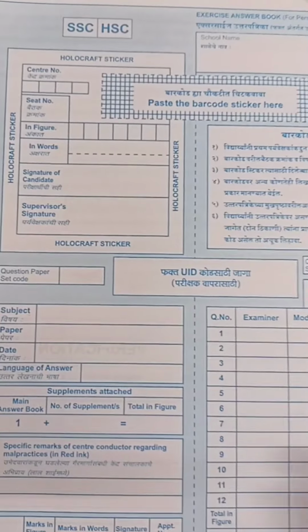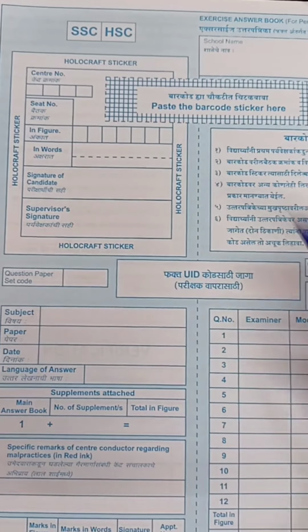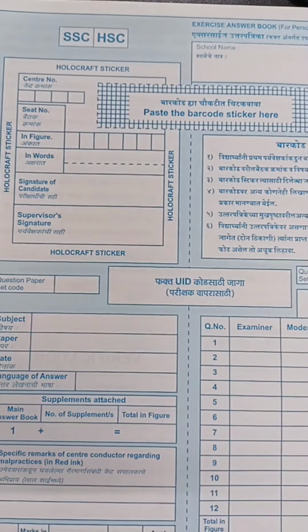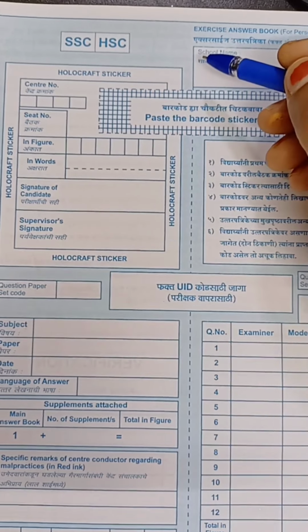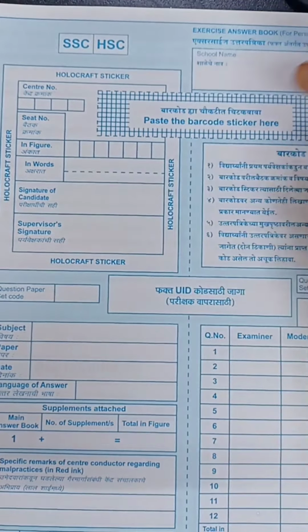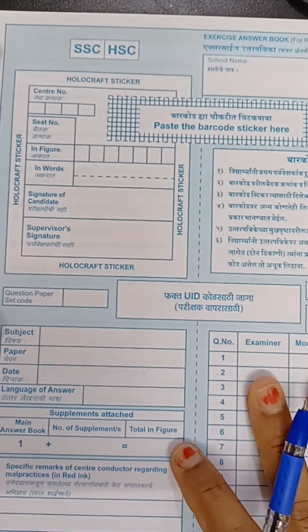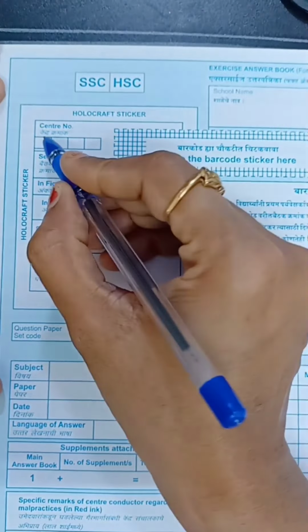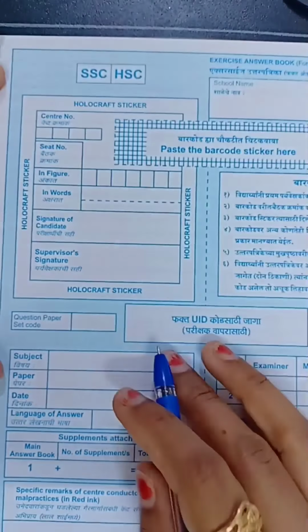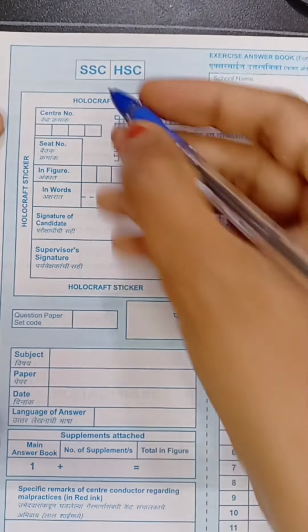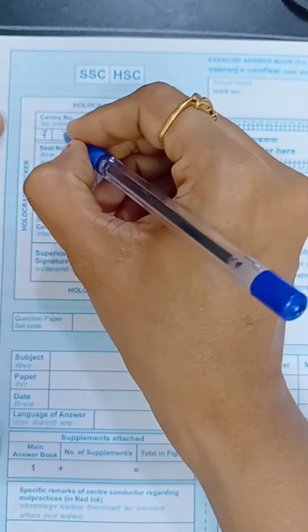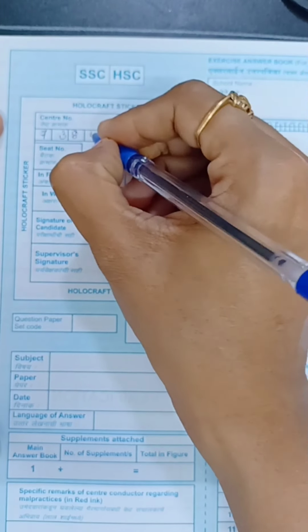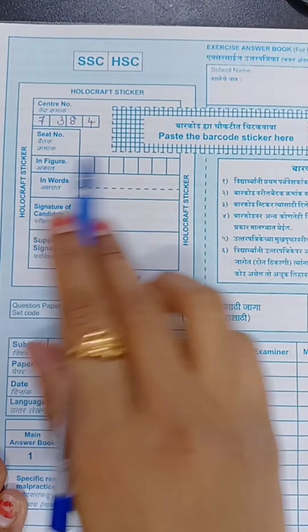Okay children, as I told you, your answer sheet will look like this. Now be patient and calm, and then fill in the details. Everything is in your hall ticket, the center number is mentioned in your hall ticket. So by looking into your hall ticket, you will write your center number. Suppose it is 7384, so you write that 4-digit number.